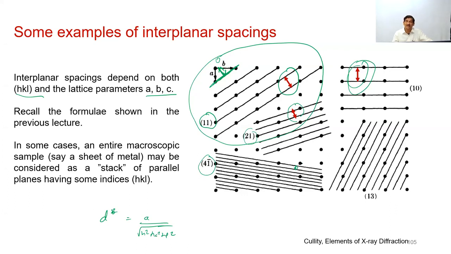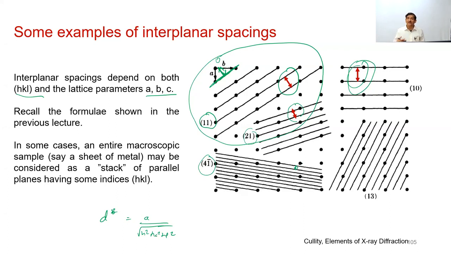And in some cases, in fact, you can have an entire material, say a sheet of metal, which can be considered as a stack of parallel planes. So it's a single crystal. If we have a 100 oriented single crystal, if it's a cubic crystal, then you can say that all the 100 planes in that material are actually parallel to the physical surface of the sample. If it's 1-1-1 oriented, then the sample may be considered as a stack of 1-1-1 planes. So that tells you the orientation of the crystallographic planes with respect to the external surface of the sample. So that is called a textured material.